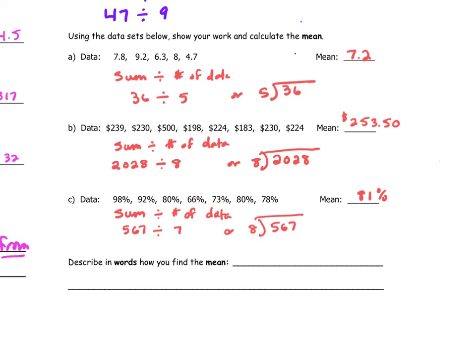So our next set of data, again, is talking about percents. So again, it's a detail that's important. The sum is 567, and it was divided by the 7 data items. And so the mean, or again, we can say the average, was 81%. And that little percent sign is also important. So would you please stop and describe in words how to find the mean?